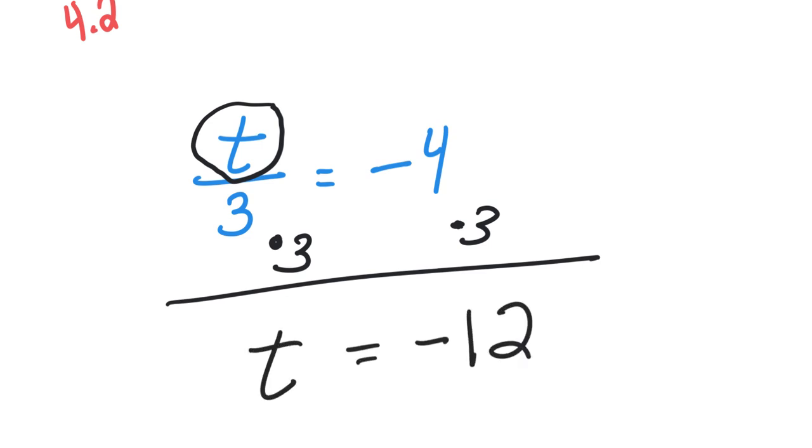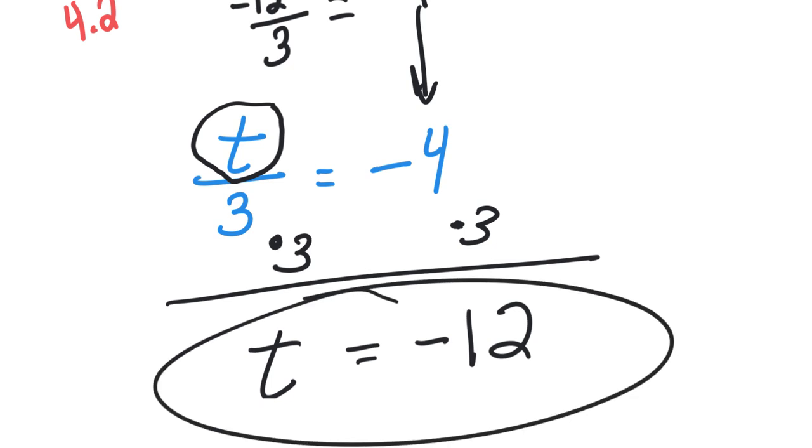I want to check it. Negative 12 over 3. I can do that. Negative 12 divided by 3 is a negative 4, which is what I have here. So that checks out, and that's my answer.